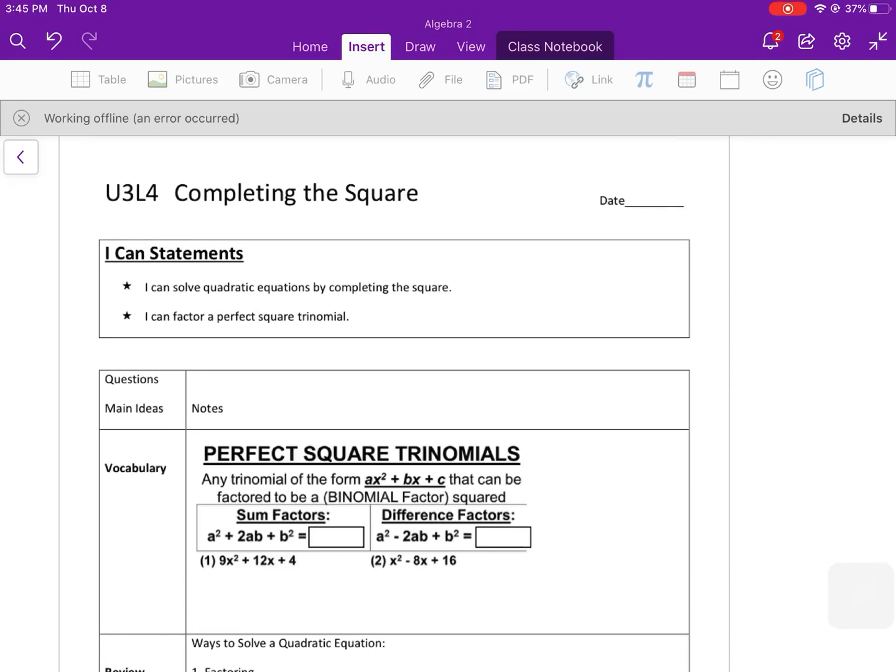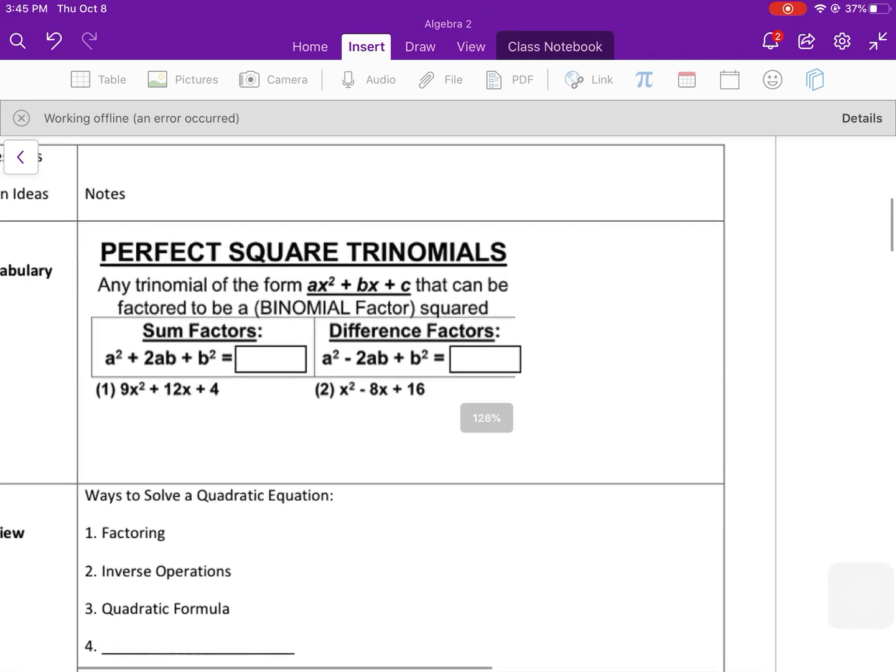All right, we're going to do completing the square today. So it's another method of solving, like the quadratic formula is a method of solving for a quadratic, x squared. Completing the square is another method.